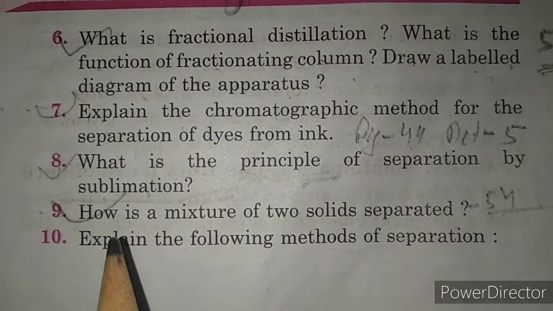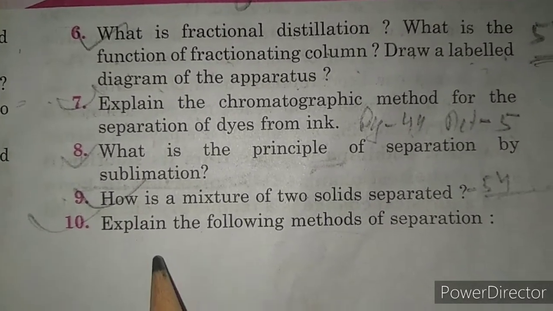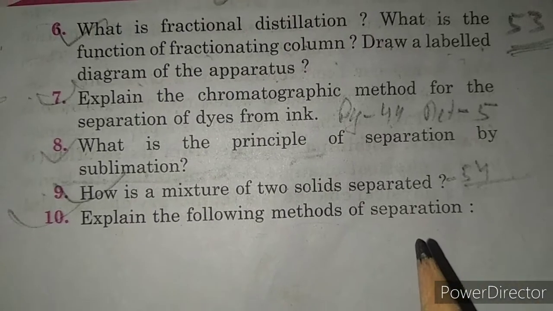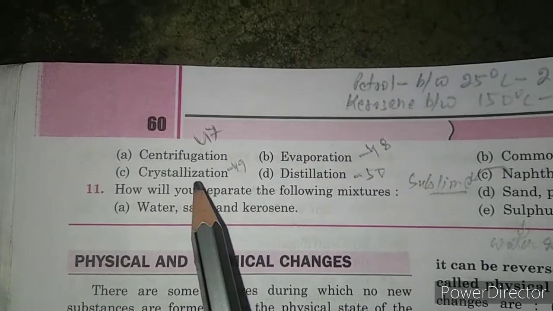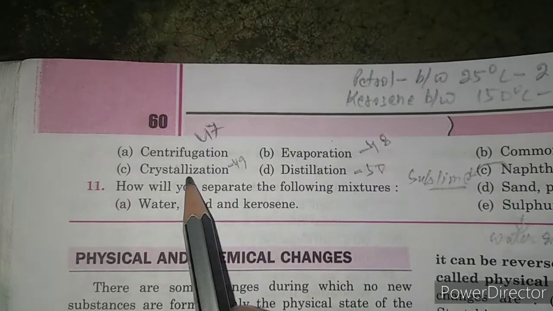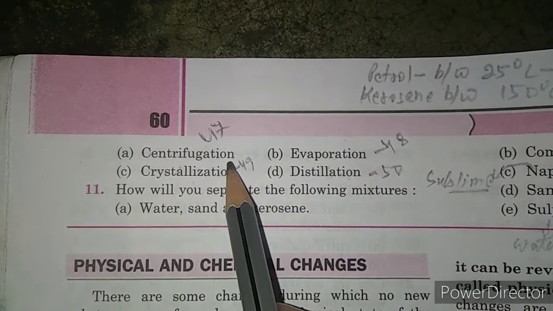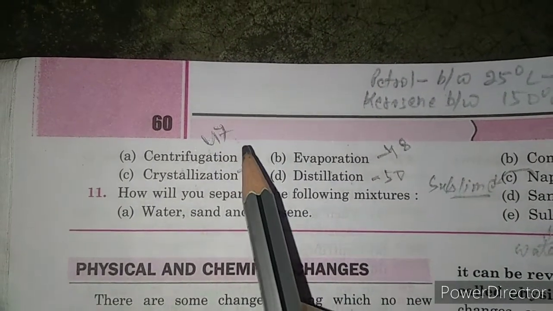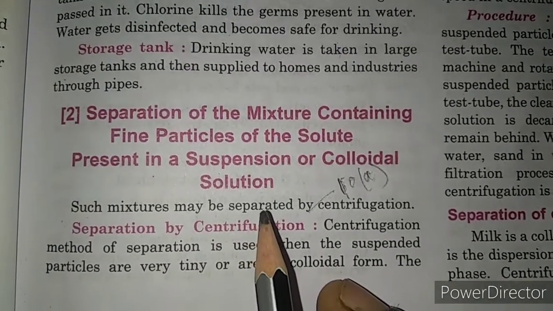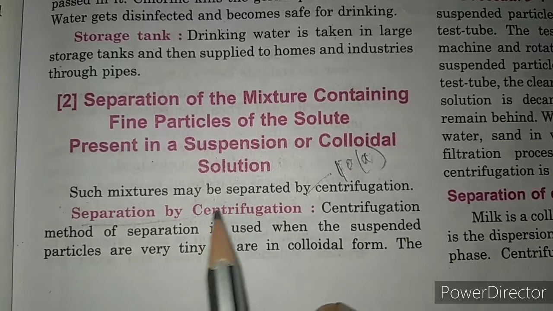Now here the next question is question number 10. Explain the following methods of separation: centrifugation, evaporation, crystallization, and distillation. Right? So here centrifugation has been given at page number 47. Let us see here at page number 47. Here one thing is separation by centrifugation.